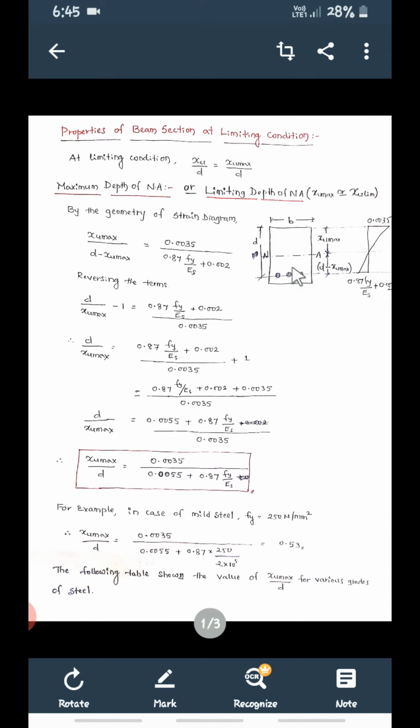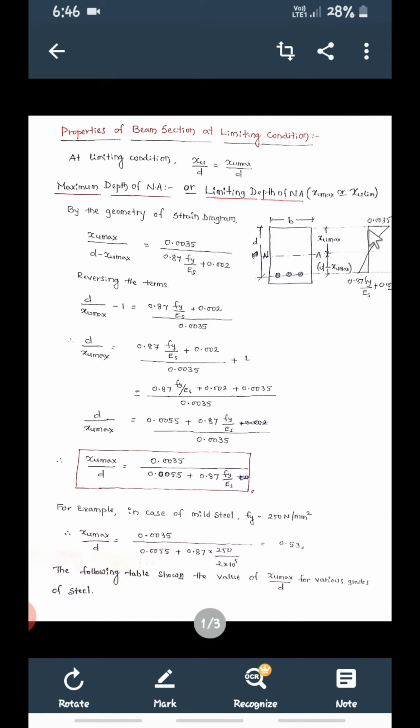Now again look at the cross section of the beam. Yesterday we saw b, the width of the beam, then small d, the effective depth of the beam up to the center of the reinforcement. At limiting condition, xu becomes xu max, and the depth from the neutral axis down to the reinforcement will be d minus xu max.